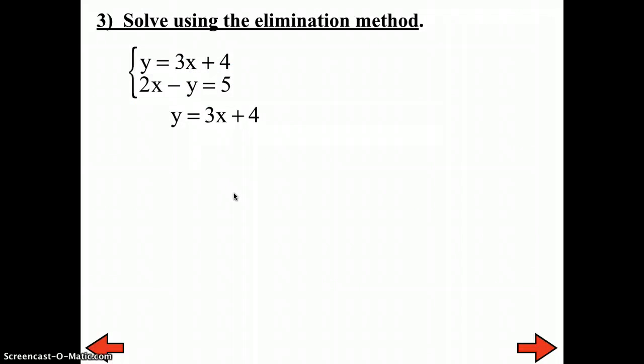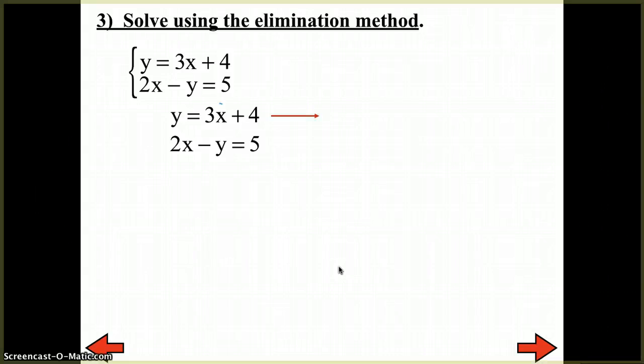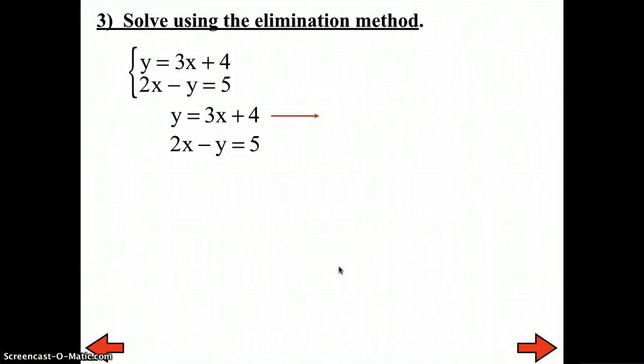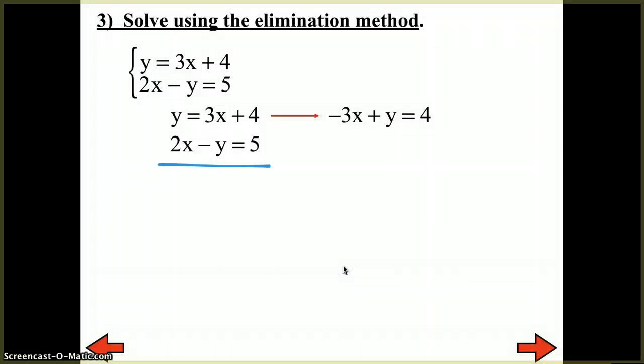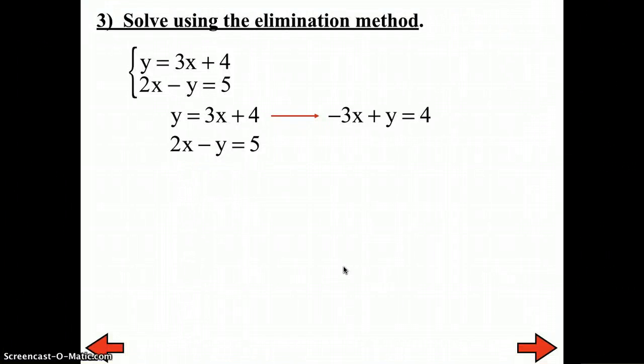I'm going to go ahead and subtract 3x from both sides right here on the first equation in order to get it into standard form. And when I do that, I'm going to get negative 3x plus y equals 4. And again, this second equation is already in standard form. I do not have to touch it. All I'm going to do is rewrite it. And now they're stacked. They're ready to go.